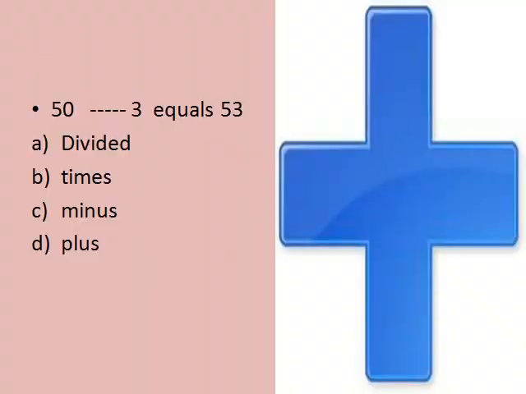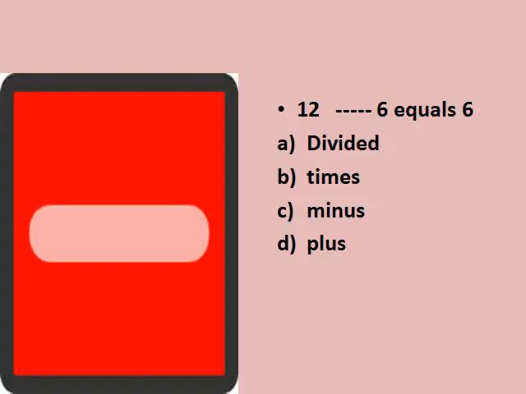Divided 50, 3 equals 53. Divided, times, minus, plus. Plus 12, 6 equals 6. Divided, times, minus, plus.